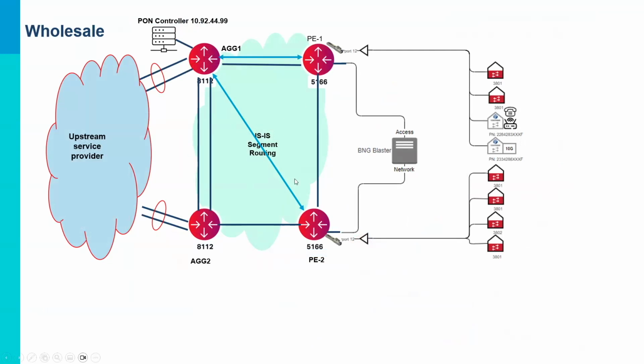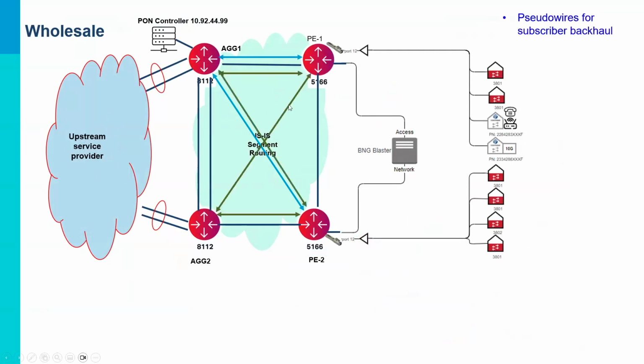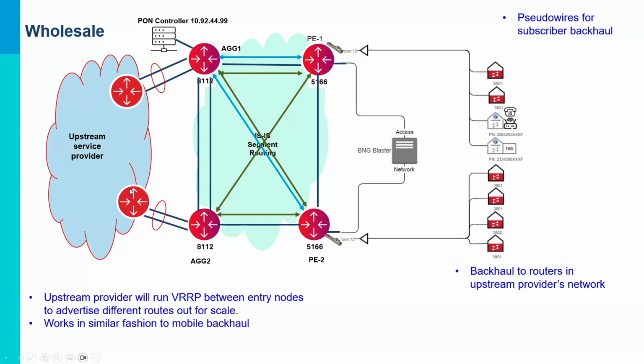Now, say you didn't want to implement a BNG in your network. Say you're a small service provider, and they're really just doing last mile backhaul for an upstream service provider. In that case, everything's going to be running layer 2. You're going to have pseudo wires for subscriber backhaul. You're going to backhaul the traffic to routers in the upstream provider's network. And the upstream provider is going to run VRRP to be able to advertise routes for scale. So it really works in a similar fashion to mobile backhaul, right? This is how mobile backhaul works.